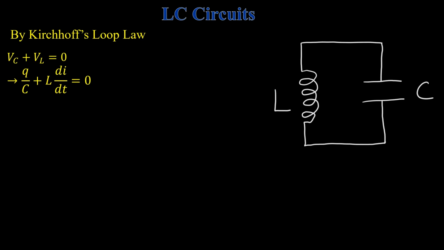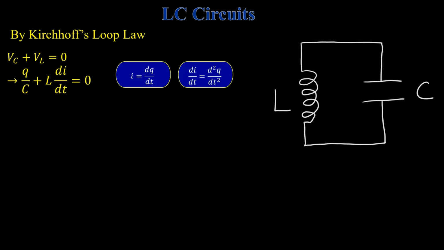And those two equations aren't really compatible as it stands right now. However, current is dq/dt, the rate of change of charge. So dI/dt is the second derivative of charge. We make that substitution, and the equation becomes a little bit easier. Okay, I'm going to do one more thing to this equation to make it look like something from mechanics.